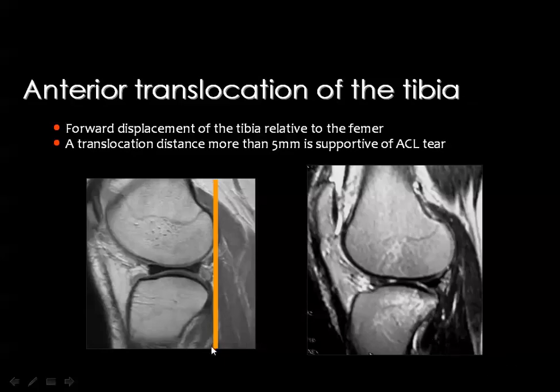Normally, in the MRI images on the lateral aspect of the knee, if you draw a line from the posterior surface of the femur, it will touch the posterior surface of the tibia. But if the anterior cruciate ligament is torn, the tibia will be displaced anteriorly, and there will be a distance between the posterior surface of the femur and the posterior surface of the tibia, and this is known as the translocation distance. If this distance is more than 5 millimeters, this is one of the supportive signs of ACL rupture.